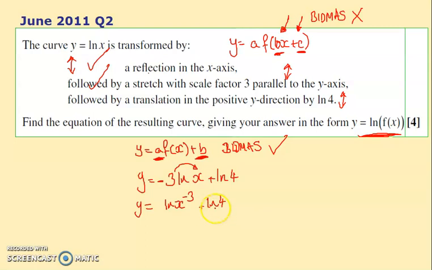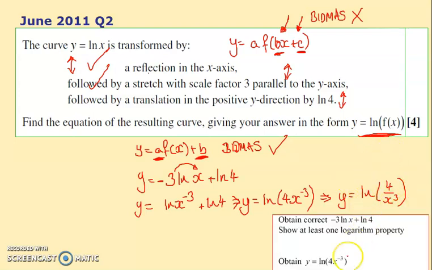And the only other thing is it now says I've got a plus, and you may recall that if you have two logarithms added together, you can write this as y equals log, and you can times them within the bracket. This implies that y equals log of 4 over x cubed. And now I've got log of something. Let's see what the answer says. There you go, that's what it says. Okay.